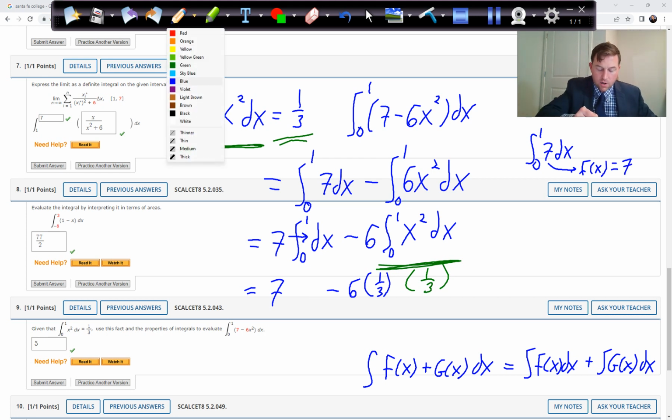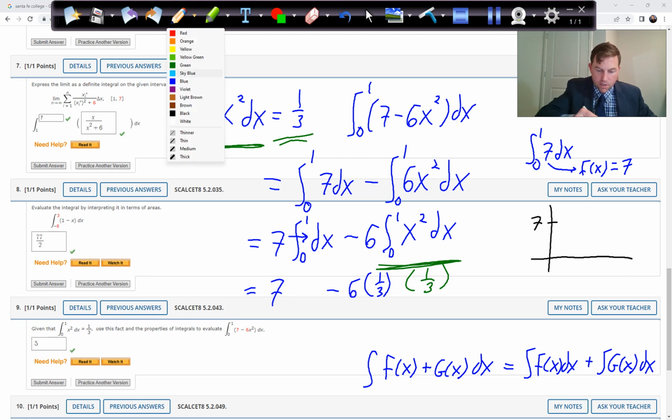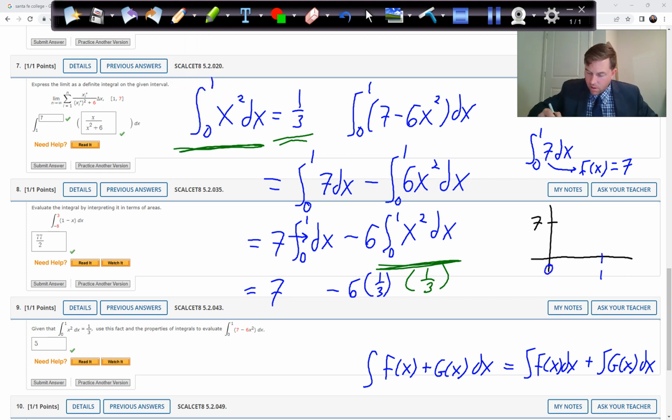So in a picture, that is a graph that has a height of 7. And it's a horizontal line that goes from 0 to 1. So this is the horizontal line, and the area goes from 0 to 1. This would be the area. Well, that area is super easy to calculate. It's the width, which is 1 minus 0, times the height, which is 7, which is just 1 times 7, which is 7. So antiderivatives of constants are just areas of rectangles.